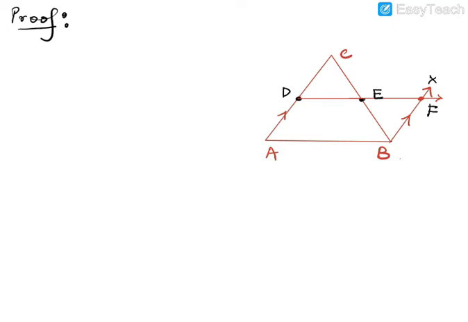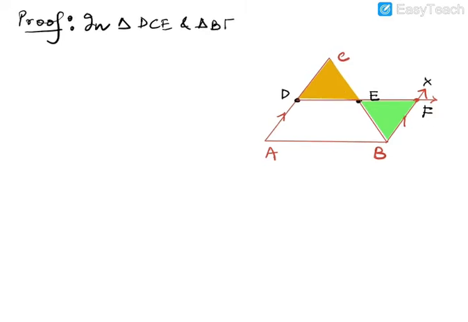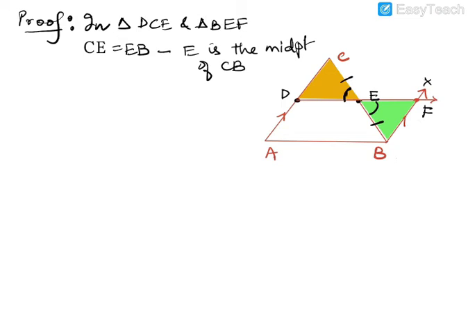In order to prove this theorem, we will start by proving triangle CDE congruent to triangle EFB. In these two triangles, DCE and triangle BEF, clearly CE is equal to EB, as E is the midpoint of CB, which is given. These two angles are equal. Let's mark these angles as 1 and 2. So angle 1 is equal to angle 2 as they are vertically opposite angles.